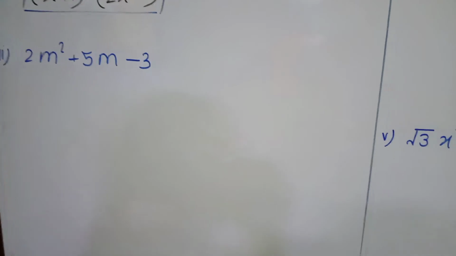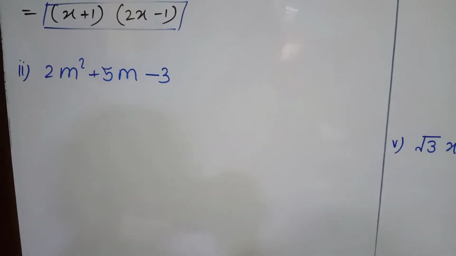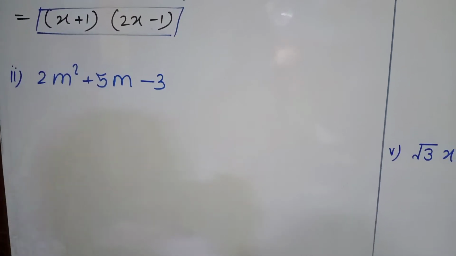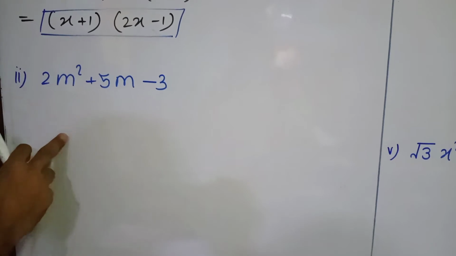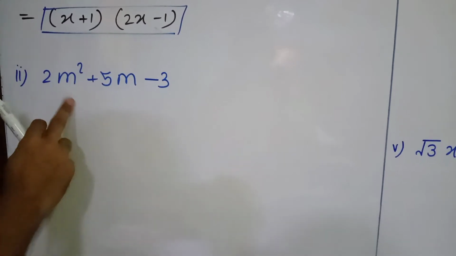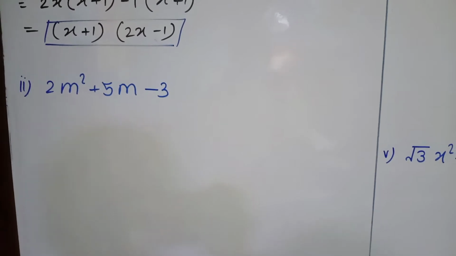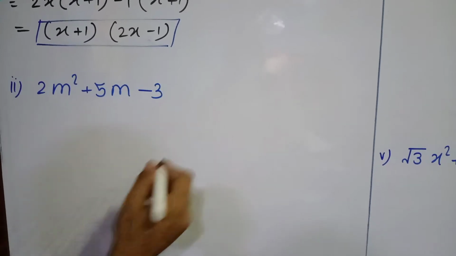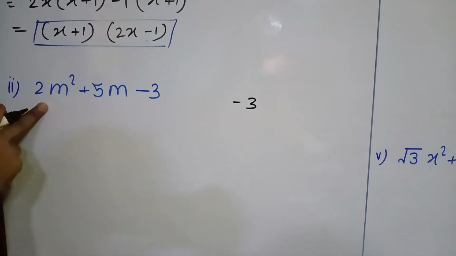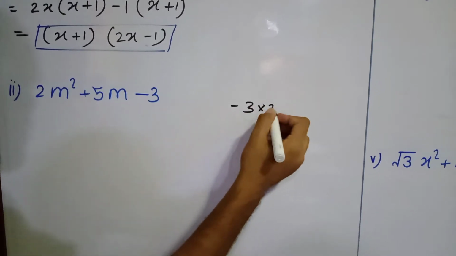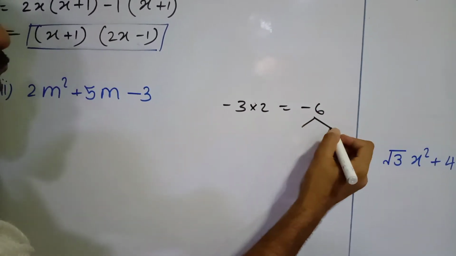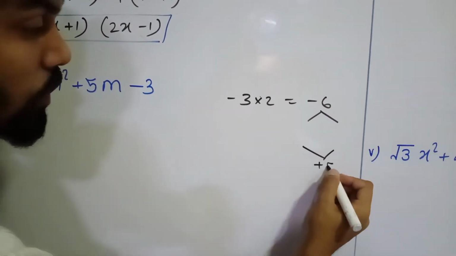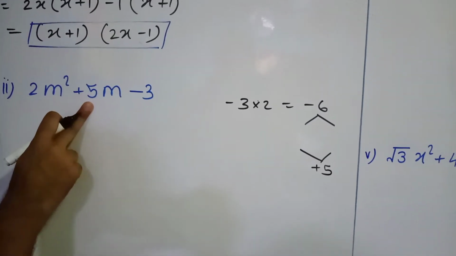Here we have 2m square plus 5m minus 3. This is in the index form. Here we are having m, so there is nothing to worry about. The variable can be any alphabet from A to Z, so no need to worry, we just have to follow our rules. The C is minus 3, so we are going to factorize minus 3, but we have the coefficient 2 with m square, so multiplying with 2 we get minus 6. Now we have to factorize minus 6 such that we get plus 5, because the middle term is plus 5.